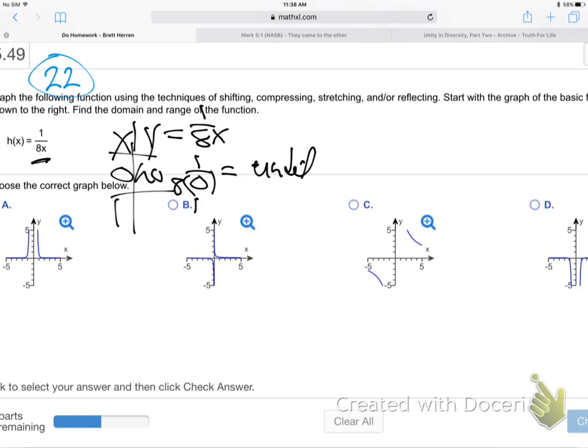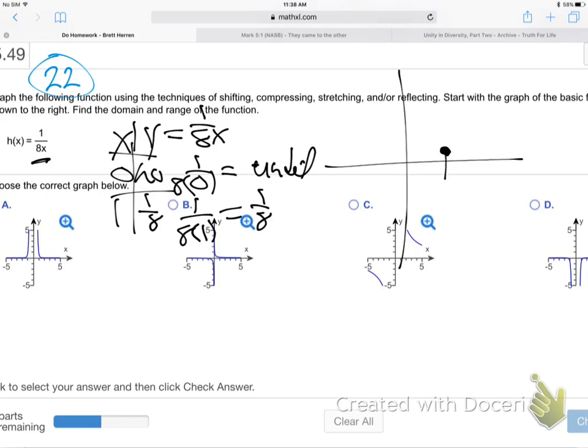Let's plug in 1. 1 over 8 times 1 is 1/8. So let me do a couple dots now. Or it's only one dot, huh? Over 1, up 1/8. It's barely up at all. Over 1, up 1/8.